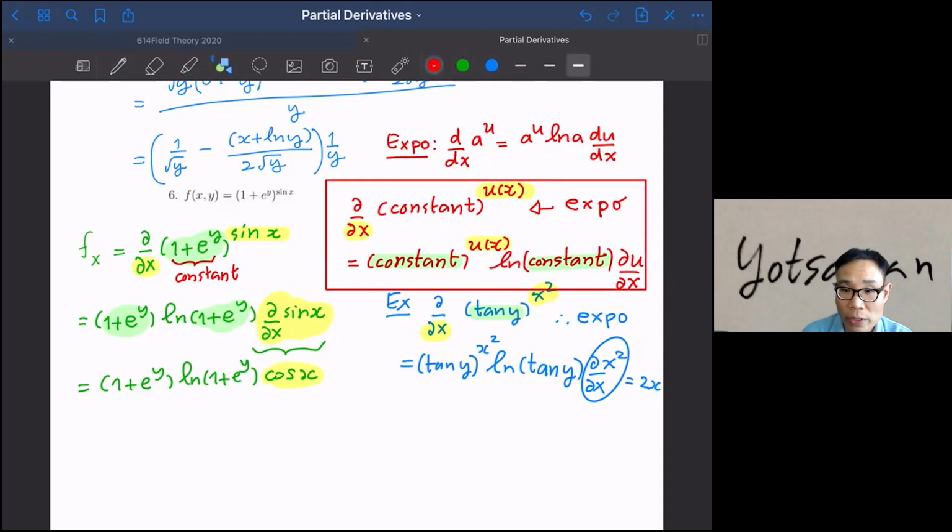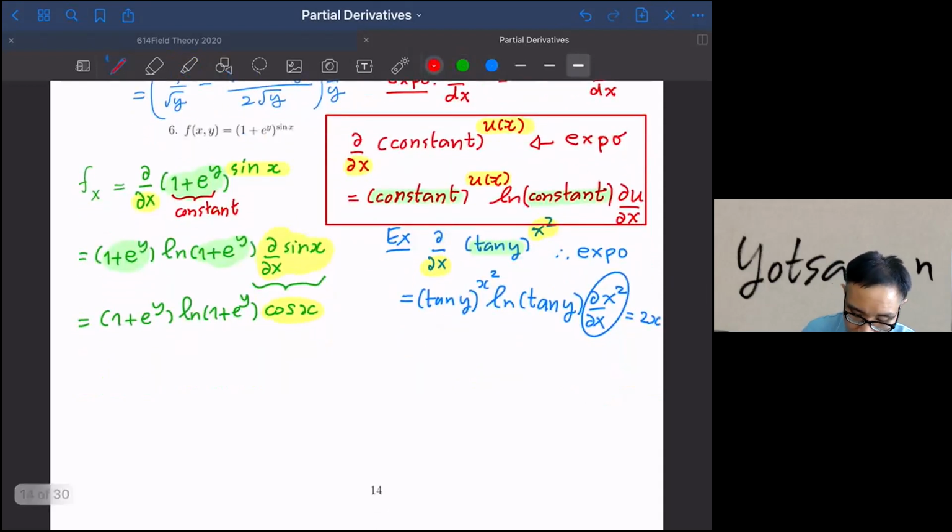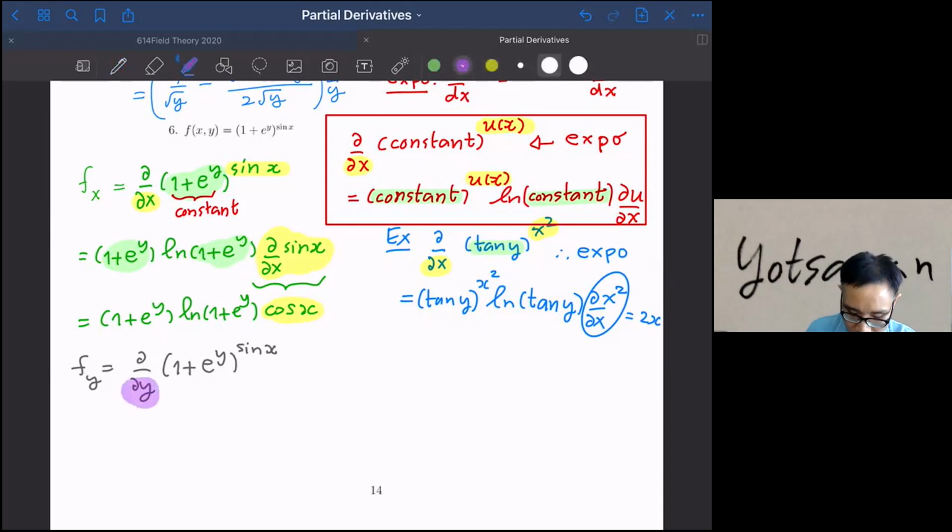Okay, so it's going to be the derivative in terms of the exponential. The next one that we'd like to find is the derivative with respect to y, so we'd also like to find f_y. So the thing that we would have is d/dy of (1 + e^y)^(sin x). And you see in this case that the thing you are differentiating is a function in terms of y, and you have a constant up here.